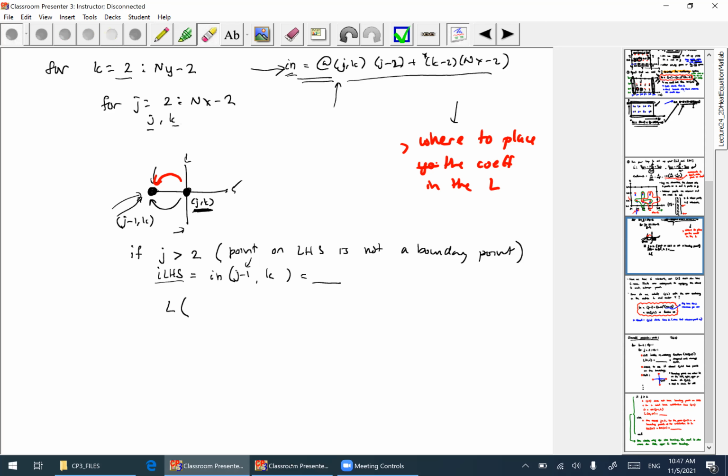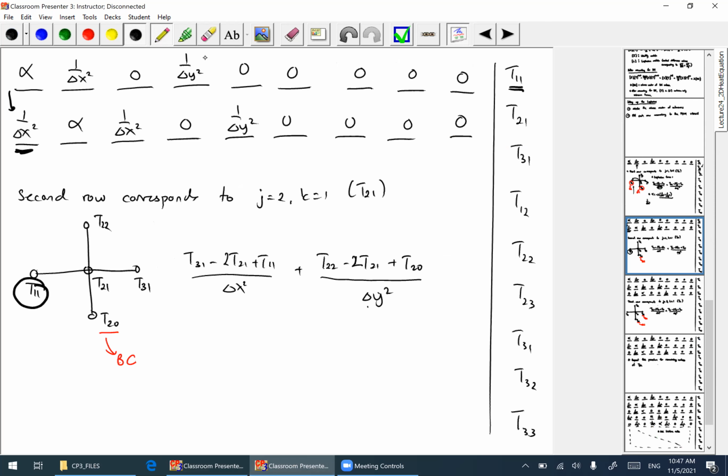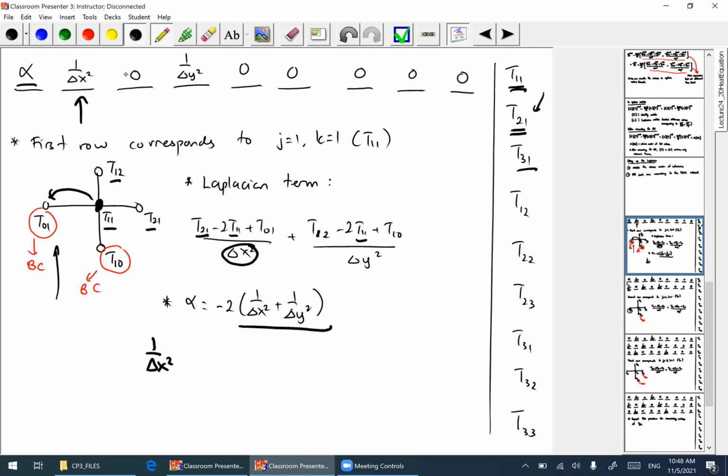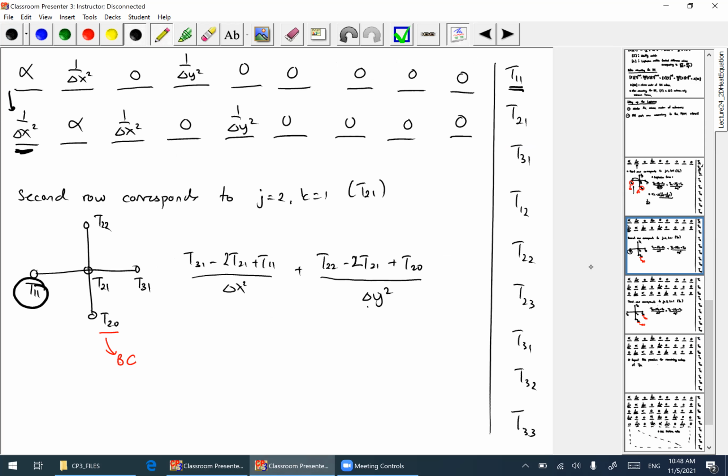It's the column, not the row. So every row that we have corresponds to each of the j and k points that we collocate, and the column is where we want to place it. Okay. So for example, the first stencil is at column 1. The second stencil is at column 2.